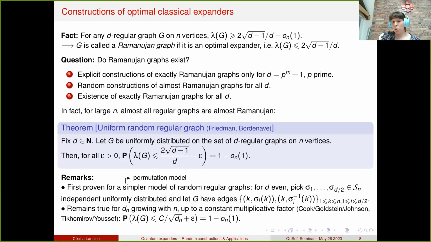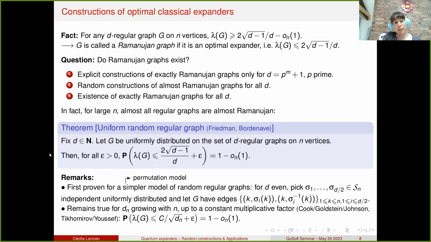And then you look at the random graph that has as edges all the edges between vertex k and vertex sigma i of k, and between vertex k and vertex sigma i minus 1 of k. So by construction, you have a random graph which is d-regular. For this concrete model, people could prove a result of this kind, and then extended it to the more abstract uniform measure on the set of all d-regular graphs. That's the first comment I wanted to make.